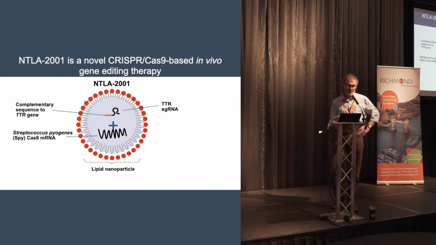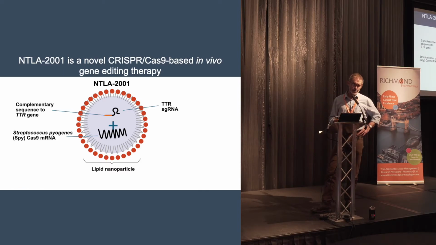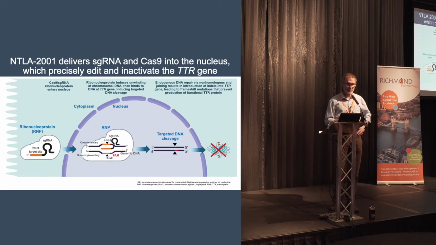So, NTLA-2001 is a CRISPR Cas9 based in vivo gene editing therapy. It consists of a single guide RNA that is targeted to the TTR gene and an mRNA, a human-optimized mRNA, of the sequence of Strep pyogenes Cas9, encapsulated in this lipid nanoparticle. Okay? When you administer NTLA-2001 intravenously, it's transported directly to the liver and taken up by the liver via the LDL receptor on the surface of hepatocytes.